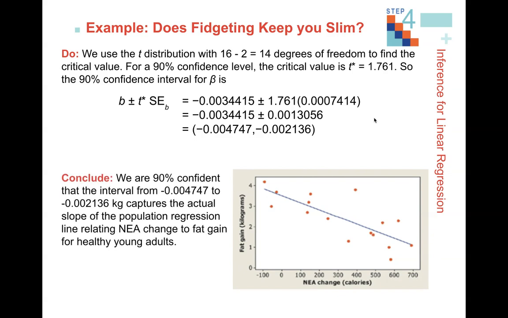Conclude: we are 90% confident that the interval from negative 0.004747 to negative 0.002136 kilograms captures the true slope of the population regression line relating NEA change to fat gain for healthy young adults. So what is this again? You're capturing beta. In your interval, what you're doing is capturing beta, or estimating what beta, the slope, is. Not the values, but you're calculating the slope.